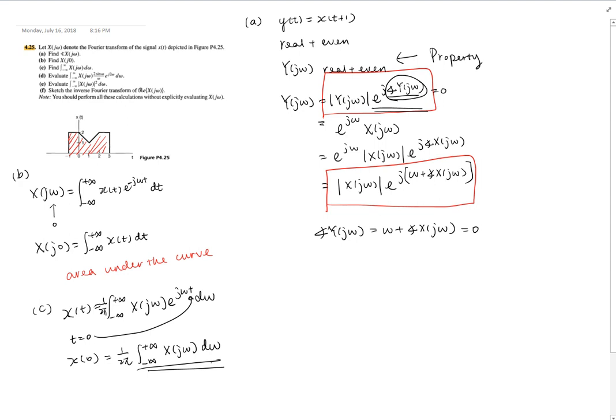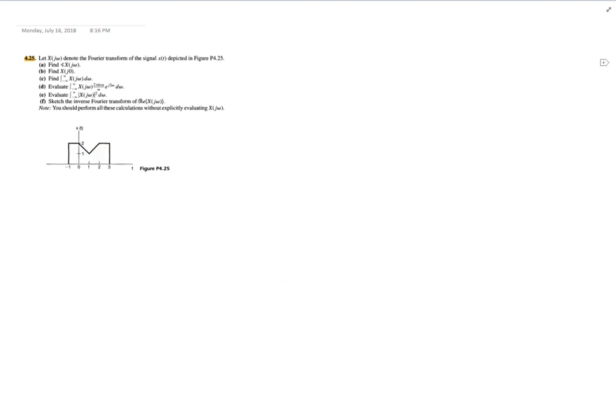And let's skip question D first. Question E is the Parseval relation. Just use the equation of the Parseval relation. It should be able to do the trick.